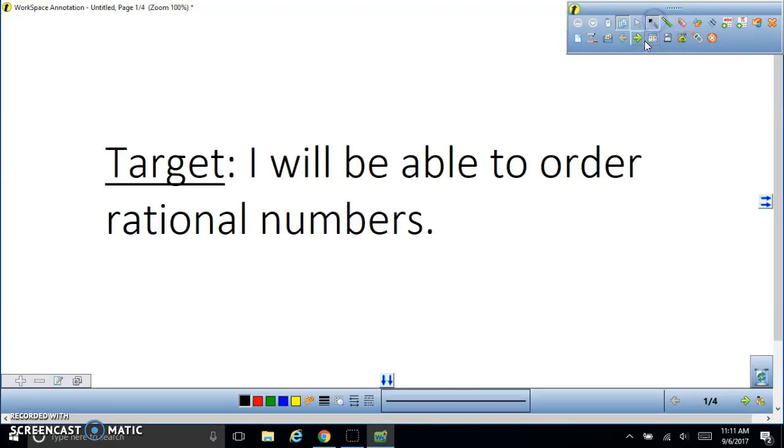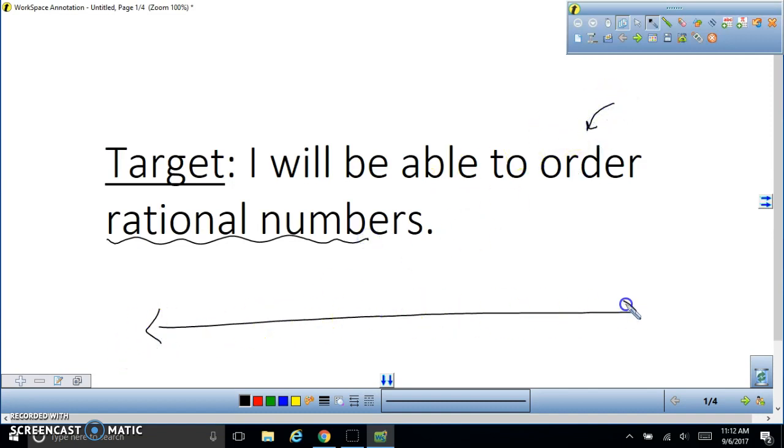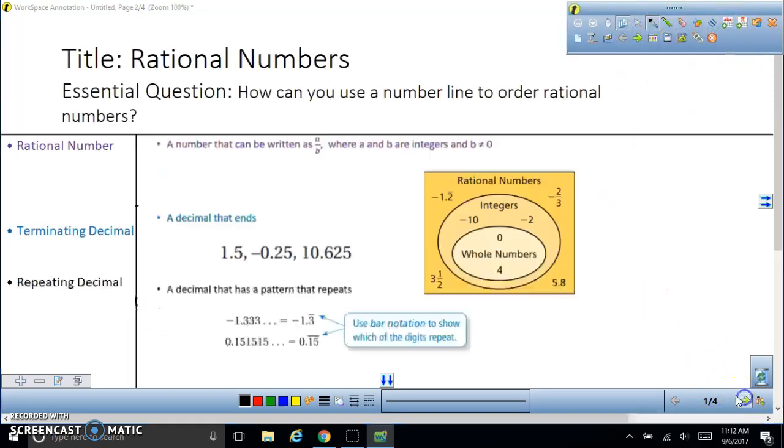Hey guys, I hope you have your notebooks ready. Today we are going to be taking notes on rational numbers and being able to order rational numbers. That means we take our number line and we're able to plot them correctly on the positive and on the negative side. Okay, so let's go ahead and get started.